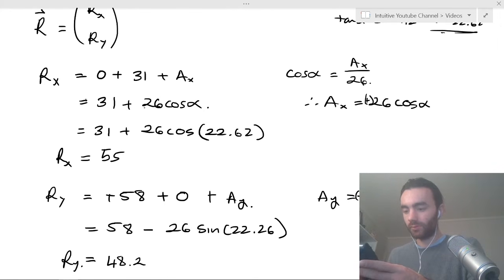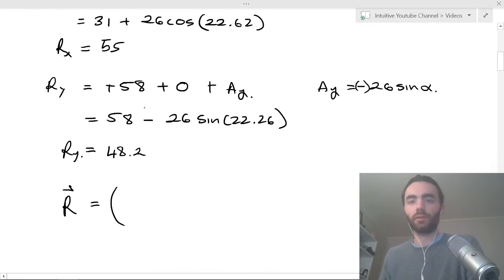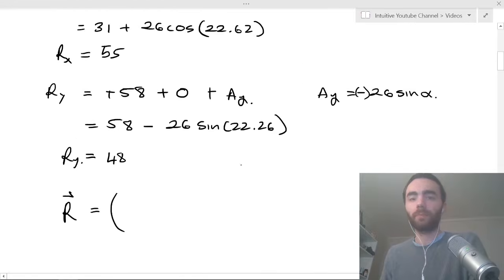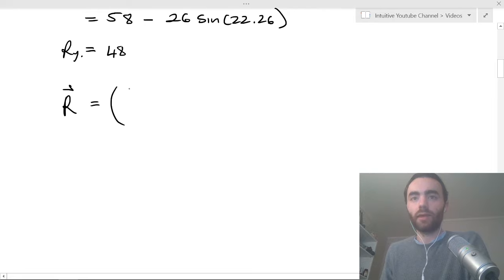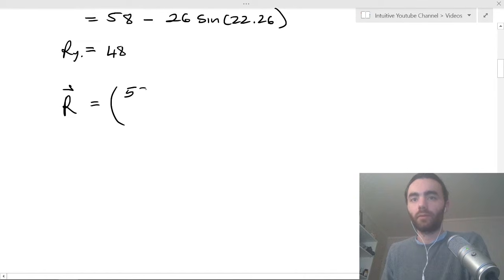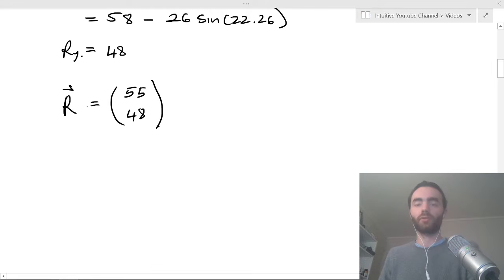48 actually. So it's 48. I did the calculation wrong. So R is equal to then 55. Oh no. Yeah, 55. So our Rx is 55, and then our Ry is 48.